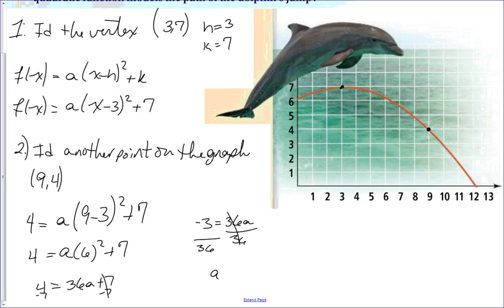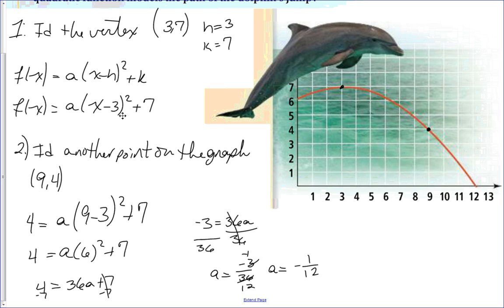So a equals negative 3 over 36. We can pull a 3 out of both of these. So this goes to negative 1. This goes to 12. So we know that a equals negative 1 over 12. Okay, let me rewrite that. So we know that a equals negative 1 over 12.